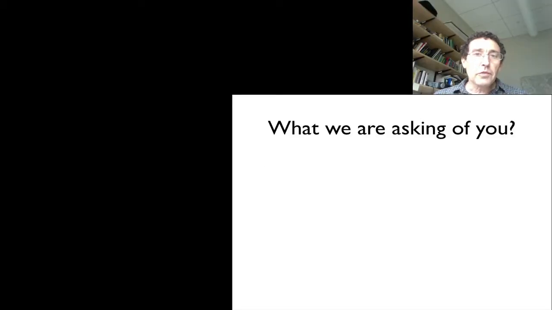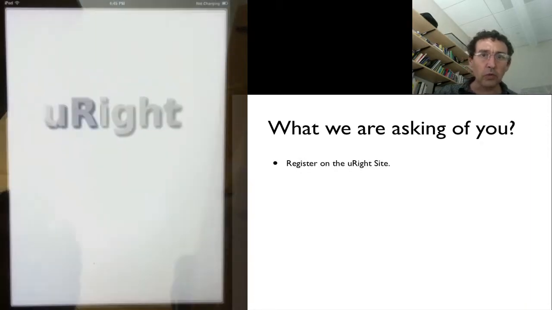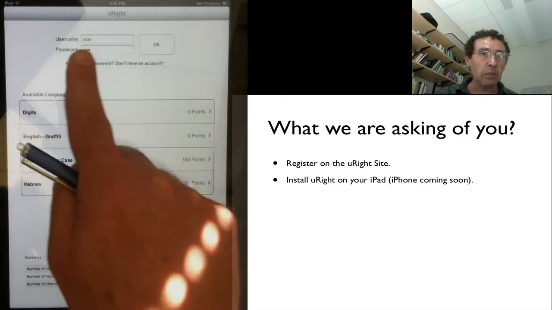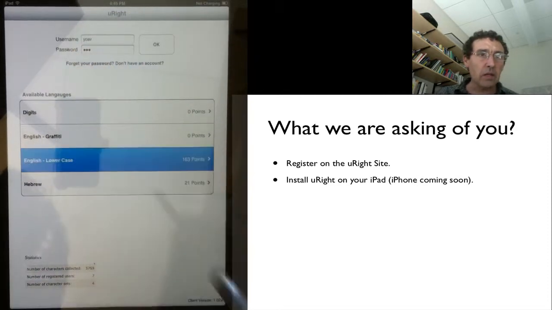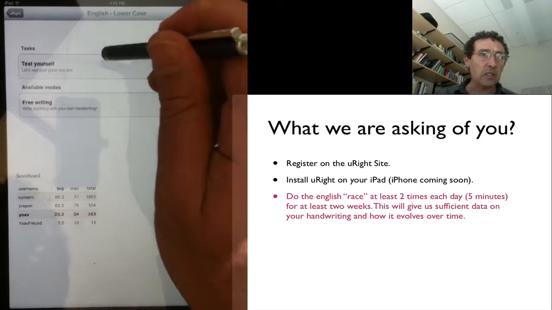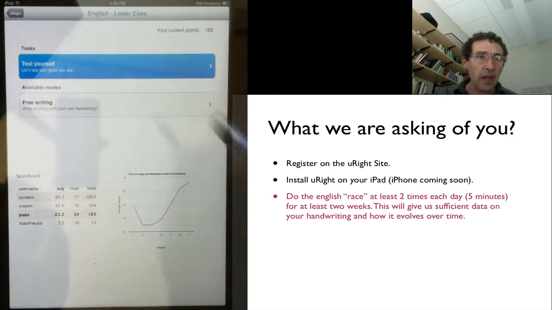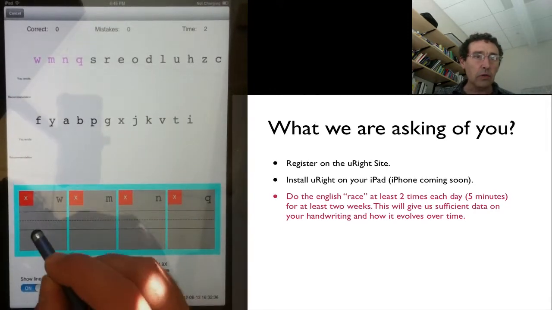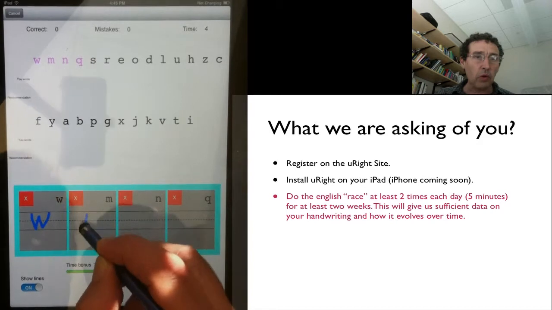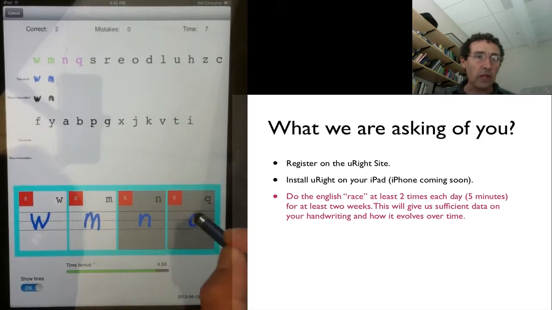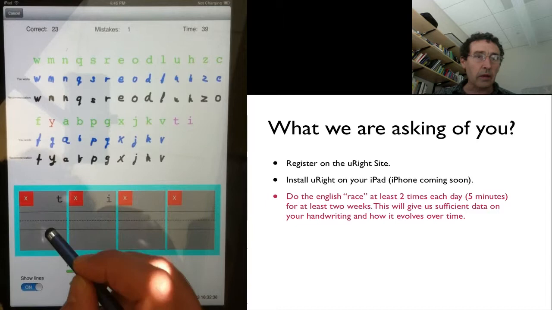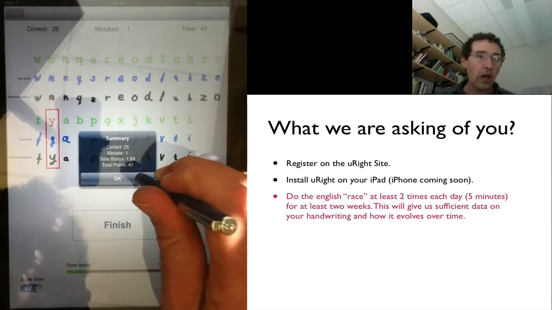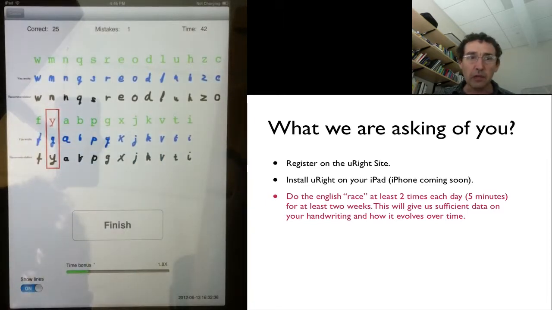And what are we asking of you? First of all, we want you to register on the site and install on the iPad. Then you can log in with your name and password. And then we want you to test yourself, or race, is the new version, what we call it. That is a very simple task. Basically, we'll give you the different letters in a random order, and we ask you to write them in the boxes. And you get points both for writing them correctly and for being as fast as possible.